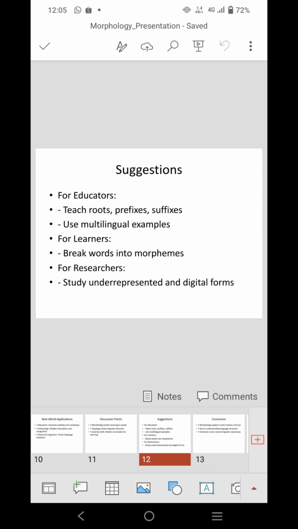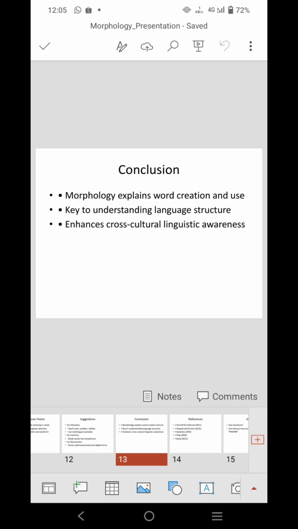And the next is suggestions. The first is for educators: teach roots and prefixes, suffixes. And the second is to use multilingual examples. And for learners: break words into morphemes. And for researchers: study under-represented and digital forms. And the last is the conclusion. As we know, morphology explains word creation and use and is key to understanding language structure, and also enhances cross-cultural linguistic awareness.